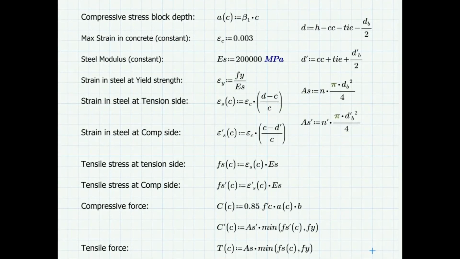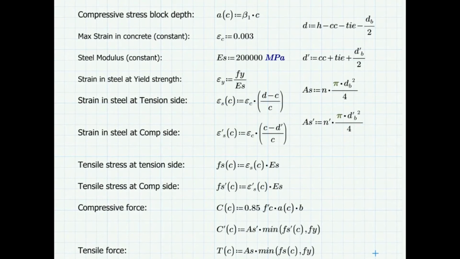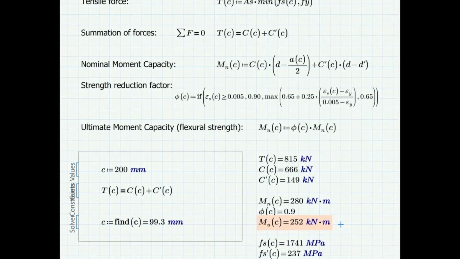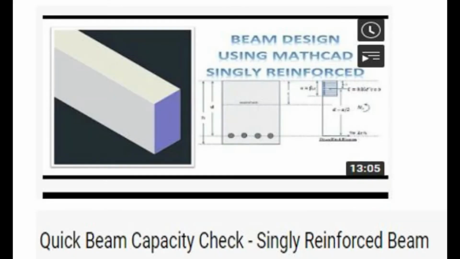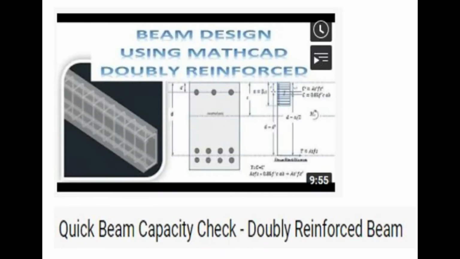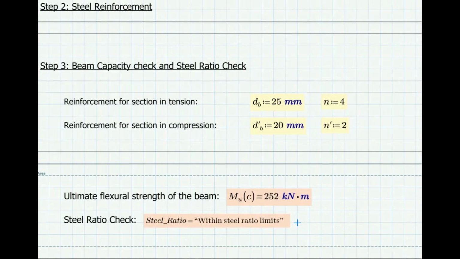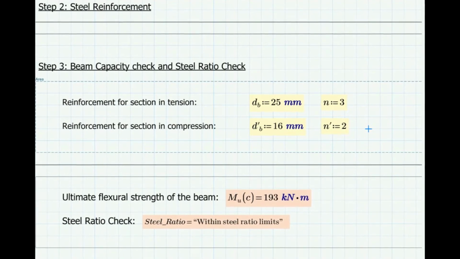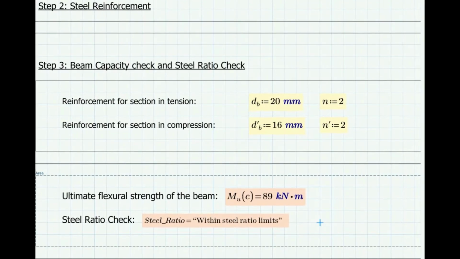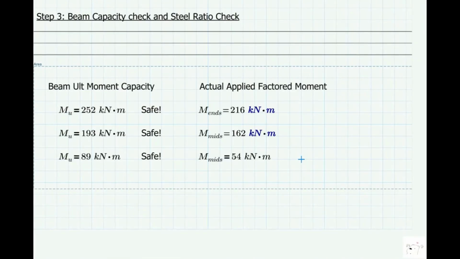It's a faster way of doing it compared to the conventional way of trial and error, where we first assume that Fs is equal to Fy and then we calculate for C or a. Then if Fs turns out to be less than Fy, then we need to recalculate for C again. So check out the video on how to do a quick beam capacity check using MathCAD. So after doing a quick beam capacity check, the ultimate capacity is greater than the applied loading, so therefore the reinforcement provided is safe.